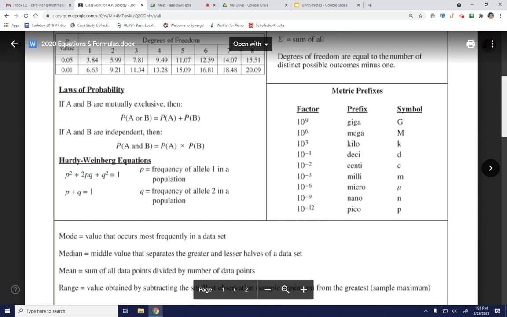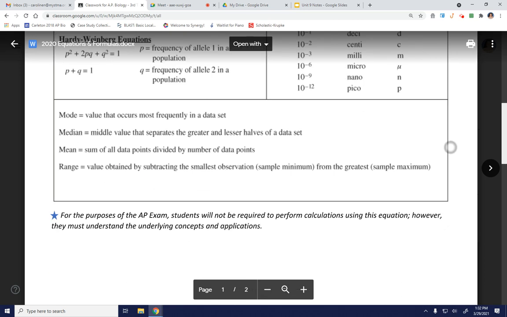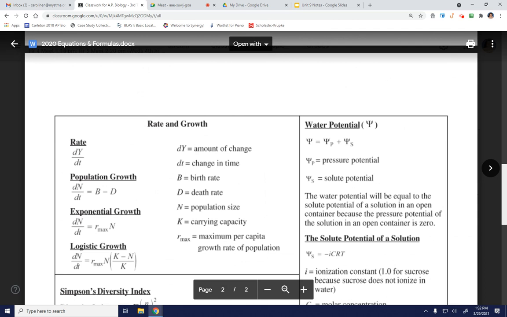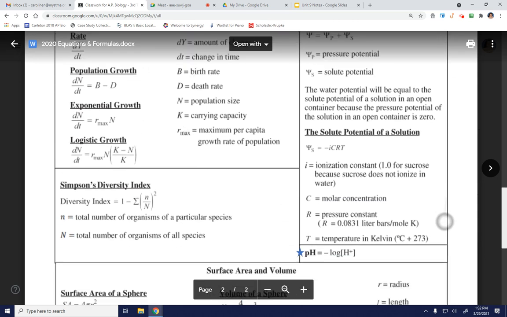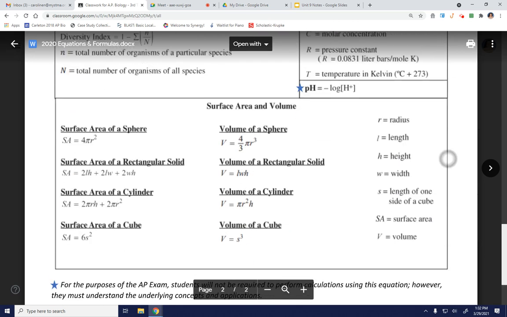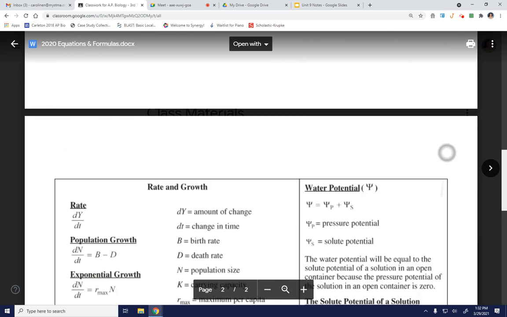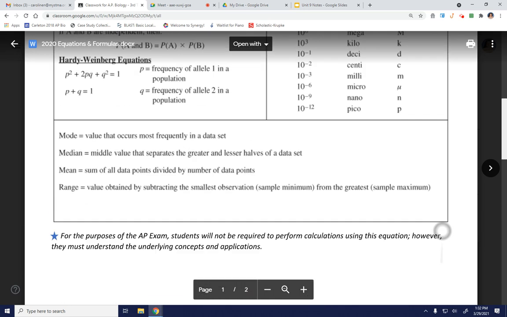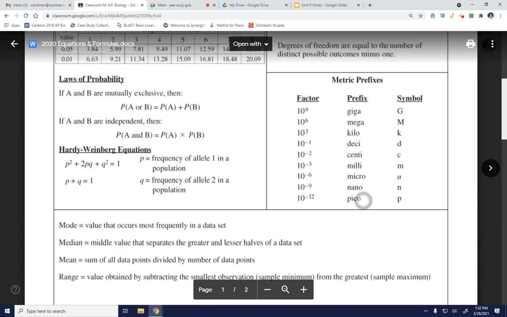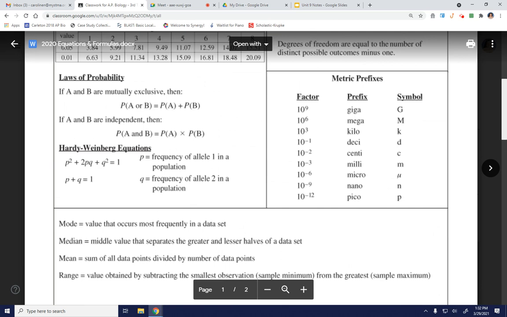That's going to be part of the evolution unit next. Other than that, I think we have covered pretty much everything on this sheet. Population growth, water potential, some of it was a while ago, but we have used everything on here except for this little corner right here. So we're talking about probability with genetics and Hardy-Weinberg with evolution, and that's the last couple that we have left.